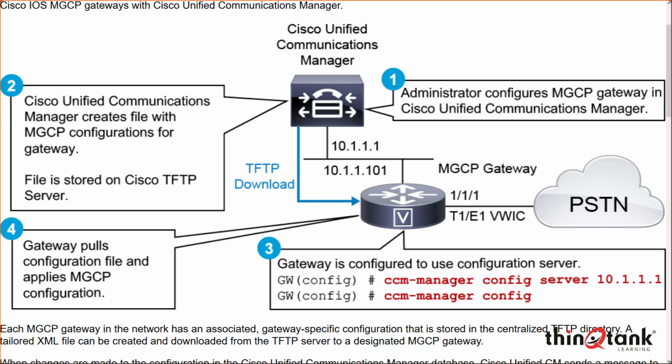Step number 1, of course, set up the gateway in call manager. Step number 2, call manager creates files for the MGCP configuration for the gateway based on how we added the gateway to call manager. The files get stored in the TFTP server. These are just XML files, just like we have with phones as well. And then step number 3, we set up the gateway. Step number 4, the gateway pulls the configuration.